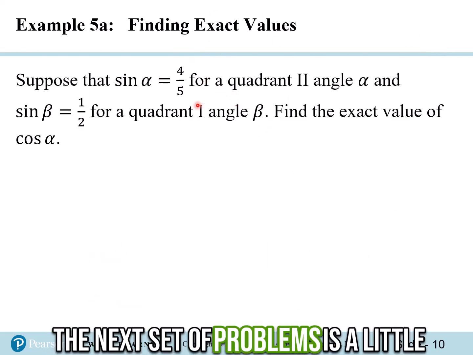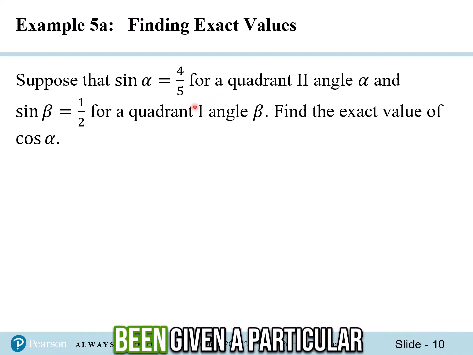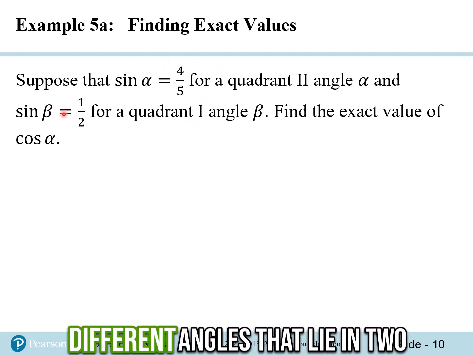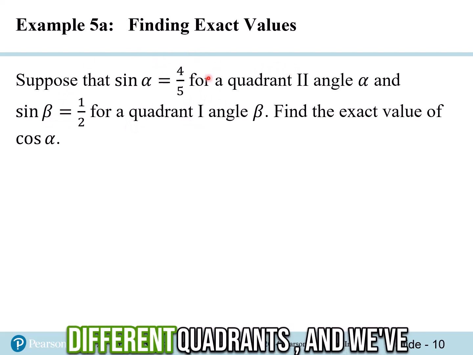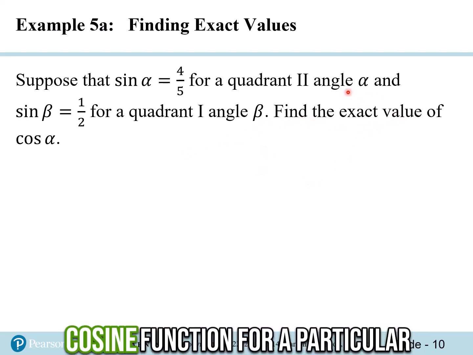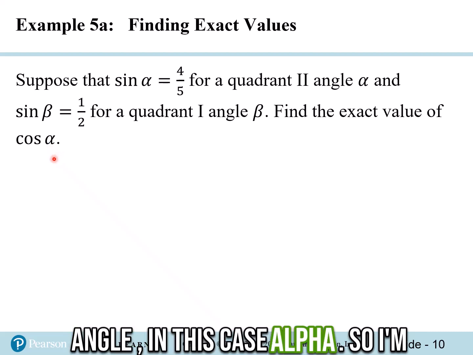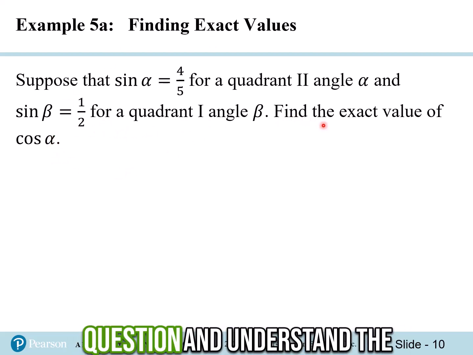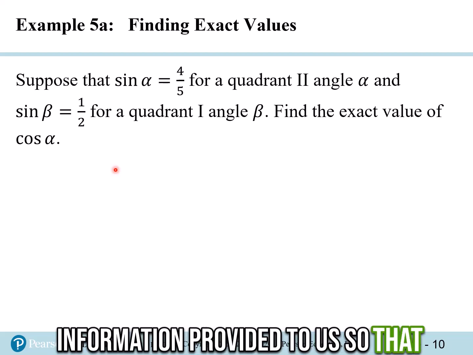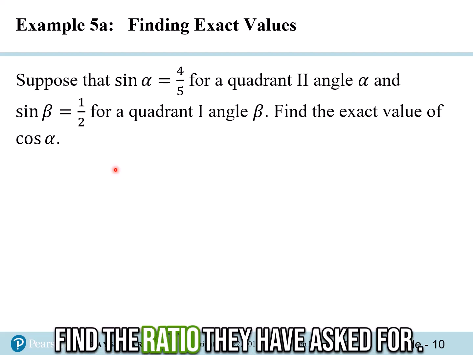The next set of problems is a little bit different from what we worked before, in the sense that we have been given a particular trigonometric function for two different angles that lie in two different quadrants, and we've been asked to find the value of the cosine function for a particular angle, in this case alpha. So I'm going to first read through the question and understand the information provided to us so that we can determine how to use it to find the ratio they've asked for.